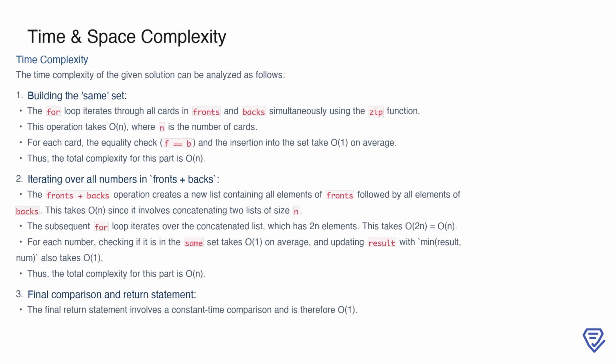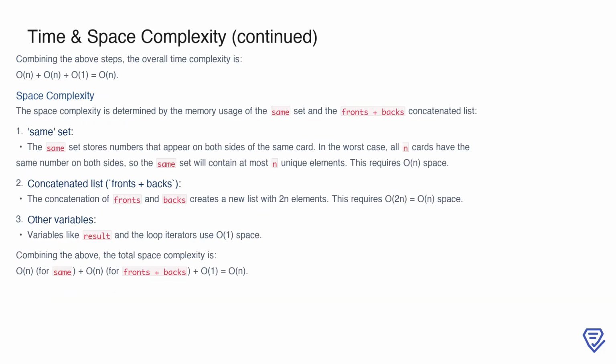Finally, the return statement at the end involves a simple comparison, which is O(1), and does not affect the overall complexity. Now, combining all the steps, we add together the time complexities: O(n) for building the same set, O(n) for processing the concatenated list, and O(1) for the return statement. This gives us an overall time complexity of O(n).